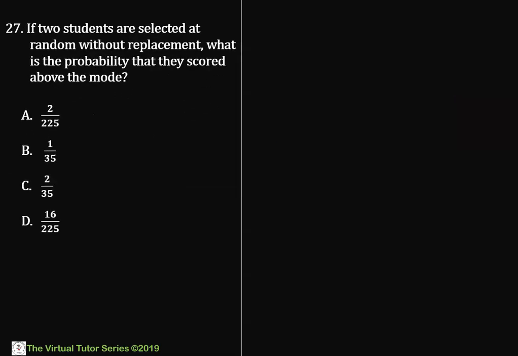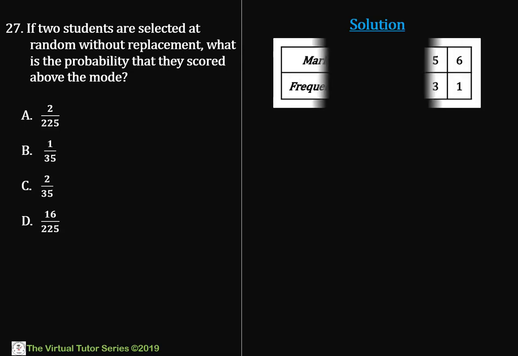Question 27. If two students are selected at random without replacement, what is the probability that they scored above the mode? Solution. Here is the table.